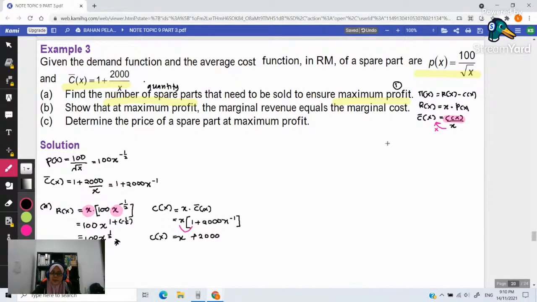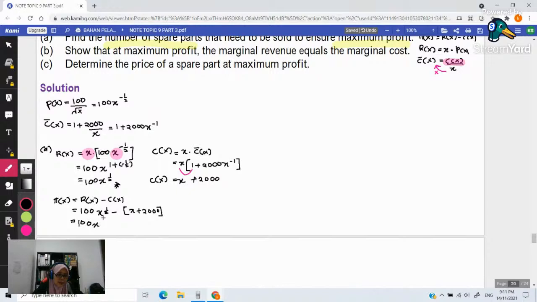And now we need to proceed to find the profit. Why do we need to find the profit? Because we need to find the quantity at maximum profit. So we find the profit function, which is pi(x), equal to revenue minus cost function. So revenue is 100 x to the power of 1 over 2, minus cost, x plus 2000. So this is equivalent to 100 x to the power of half minus x minus 2000.